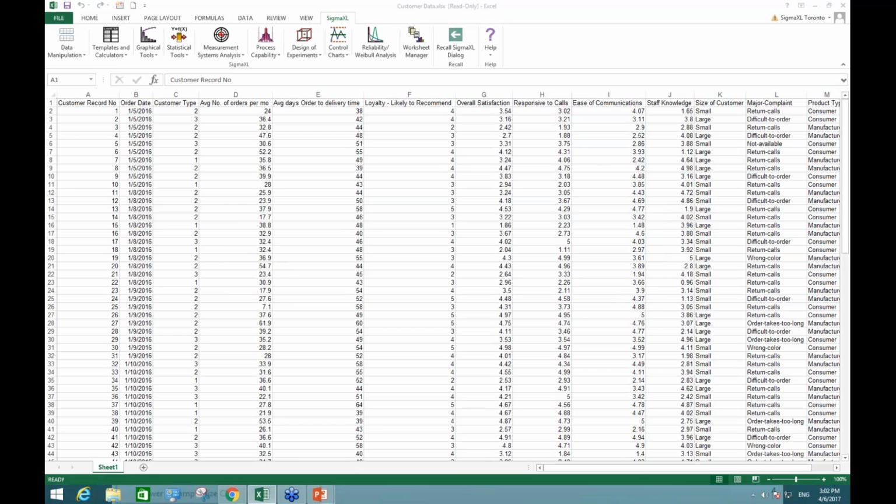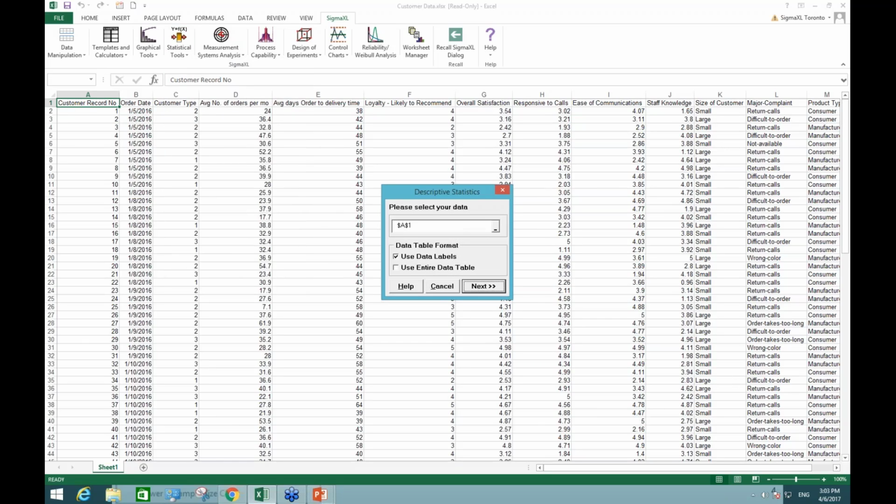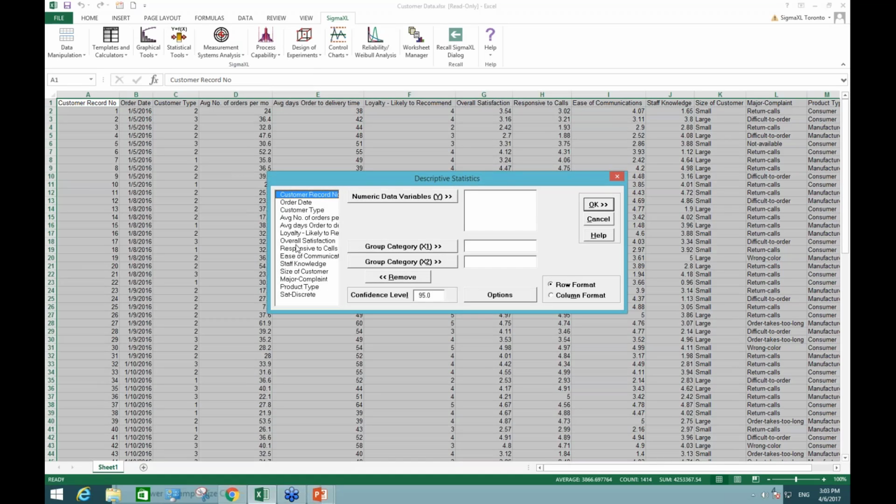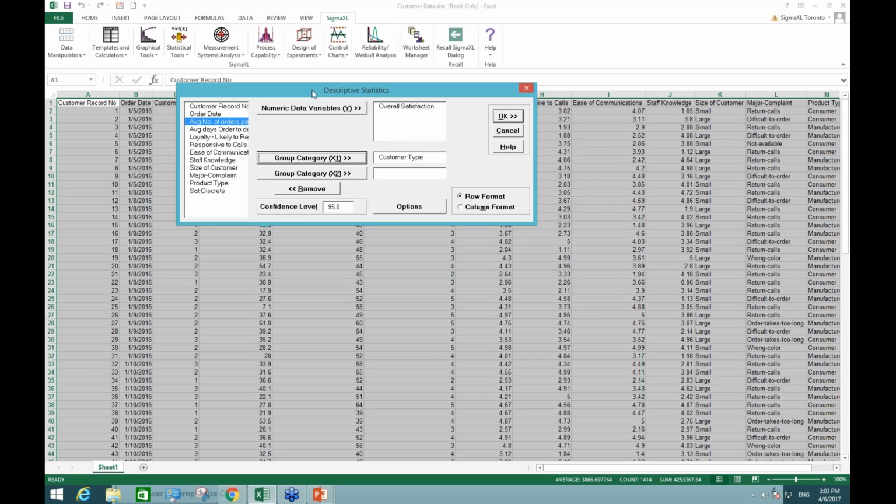So I'm going to switch over to Excel, and the data example that I will use is the customer data. In this example, we're going to do descriptive statistics on overall satisfaction, which is the 1 to 5 overall satisfaction by customer type. So statistical tools, descriptive statistics. I'll use entire data table, and overall satisfaction by customer type. This is the same as what you see in version 7 with the addition of the options button.